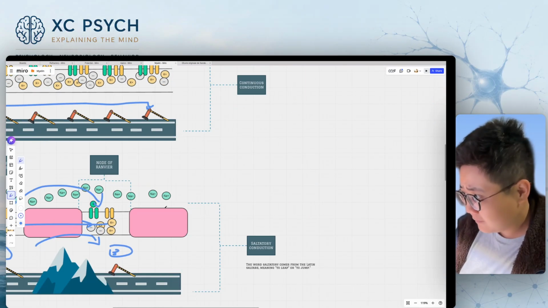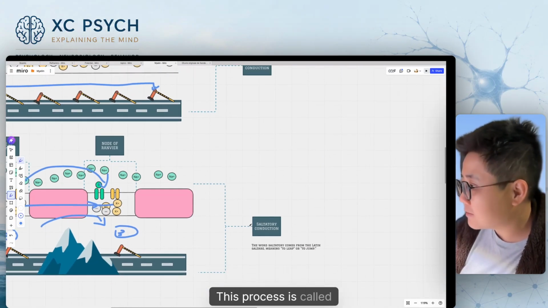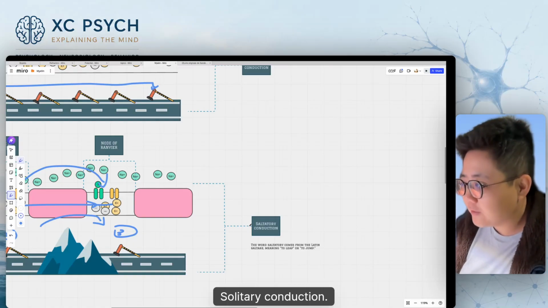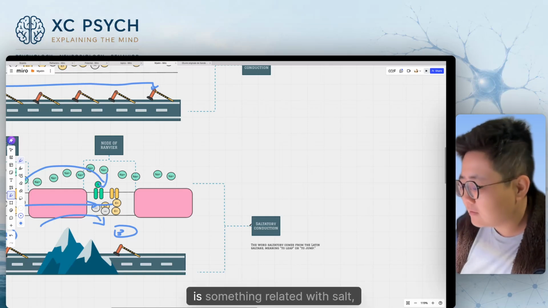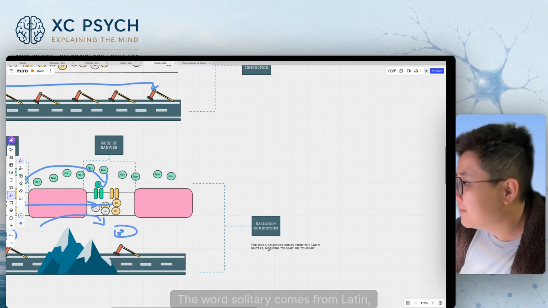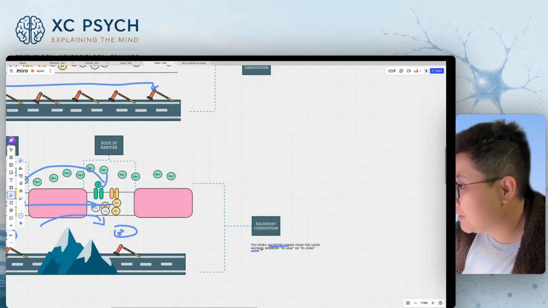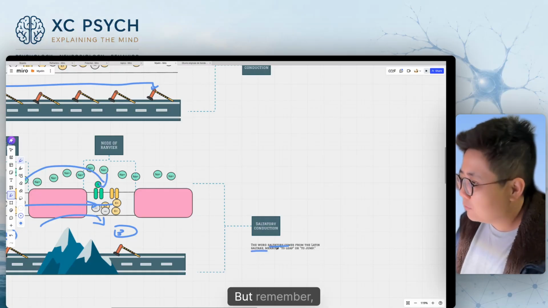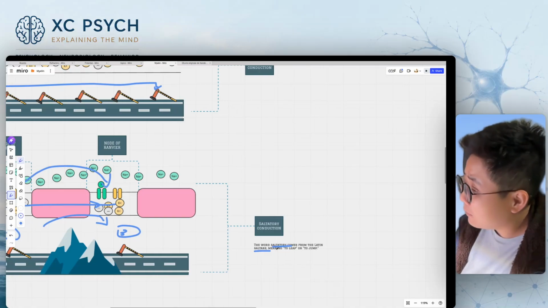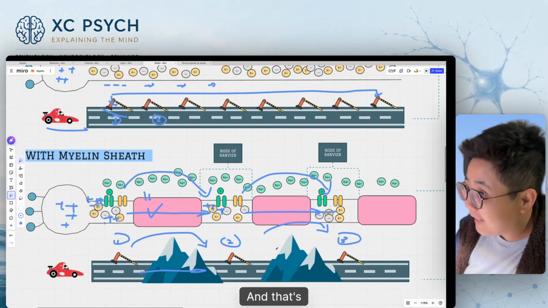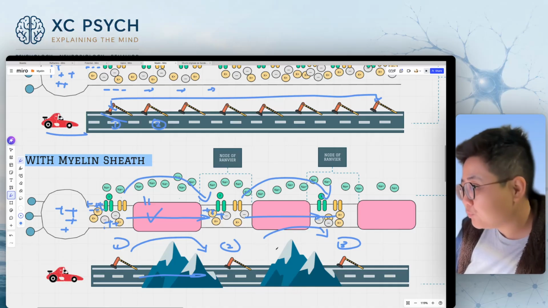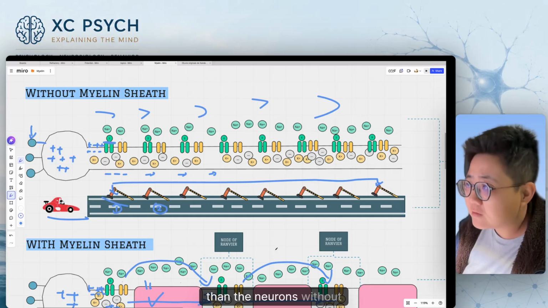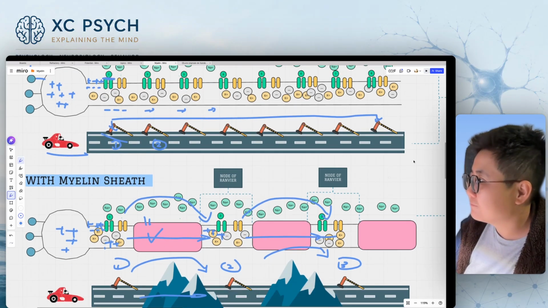Now, this process is called saltatory conduction, right? Saltatory conduction. And my mistake, I thought it was something related with salt, but actually no. The word saltatory comes from Latin saltare, meaning to leap or to jump. But remember, we're not jumping. We just appear to be jumping. And that's how the myelin sheath signal travels faster than the neurons without myelin sheaths.